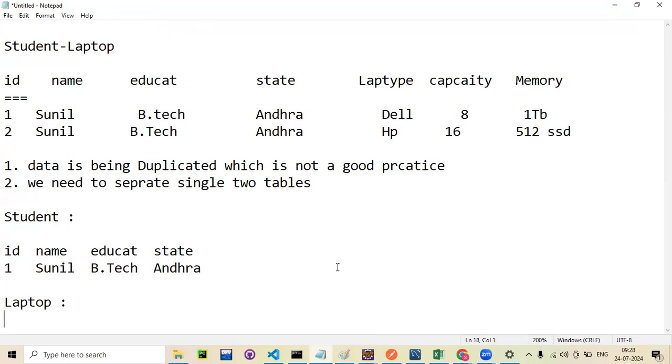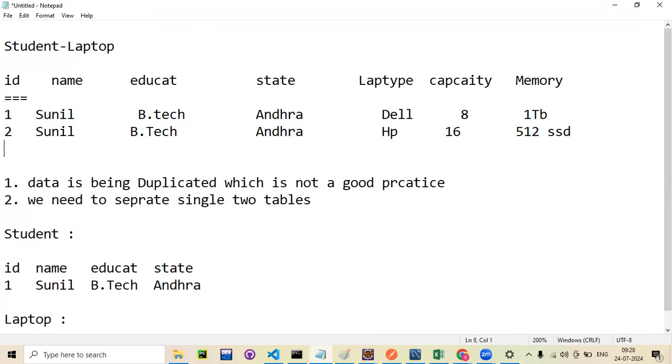Okay. Let us assume here we'll add one more row, then it will be more clear. Okay. Sumant, let us say BTech, PG. Okay, let us assume Mac, 24 GB RAM and 512 SSD. I don't know the configuration of RAM Mac as well.